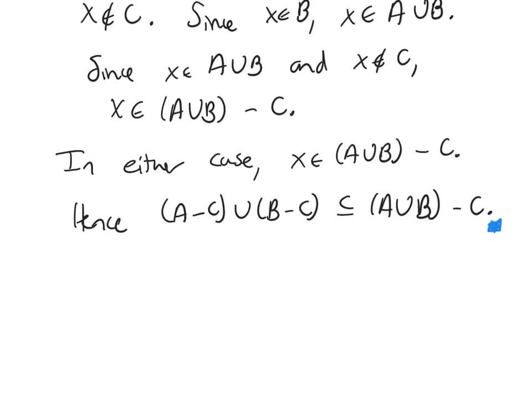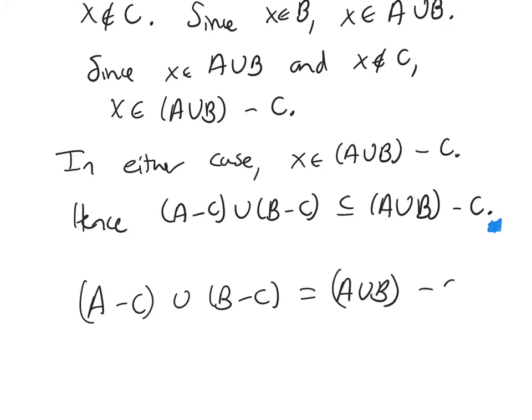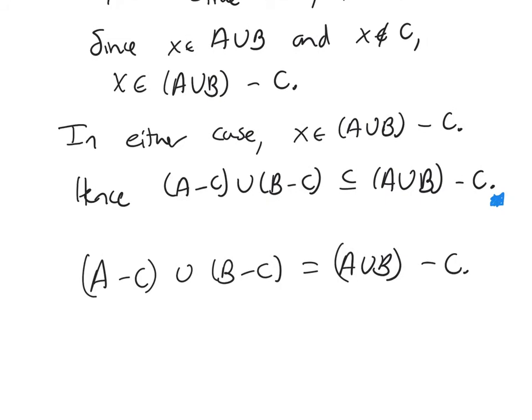But if you put this part together with the previous part, what we've actually shown is that these two sets are equal. So we've actually shown that these two sets are equal. If you put the first proof and the second proof together, that will be what we have proven.